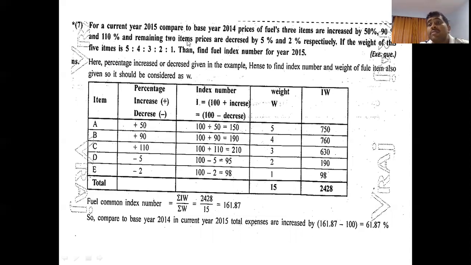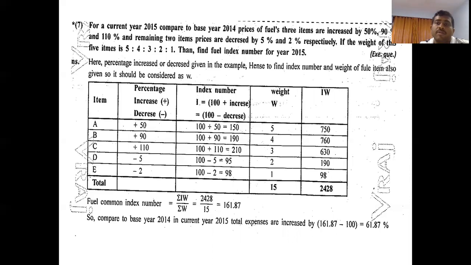So here they clear this: increase by 50 percent, 90 percent, 110 percent. And the remaining two items are decrease. Decrease means we have to do minus. That's why minus 5, minus 2. If the weight W column is given to us, sums become easier. So now we have only one formula to do, remembering the family budget method, or we can say common index number. So what is the formula?